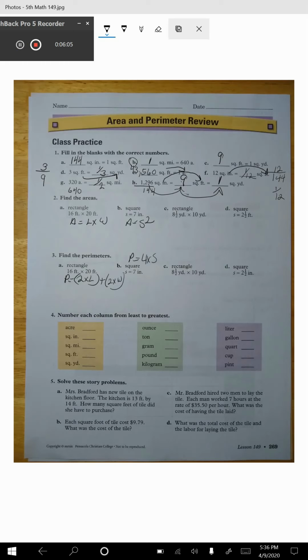Number each column from least to greatest. So we have a square inch, square mile, square foot, square yard. That's pretty easy because we can kind of go by what is normal. What would be the smallest one without the squares? Of course, it would be the inch, right? And then we go inch to feet, feet to yards. Question is, which one's bigger, a square mile or an acre? Well, look up top. 1 square mile is 640 acres.